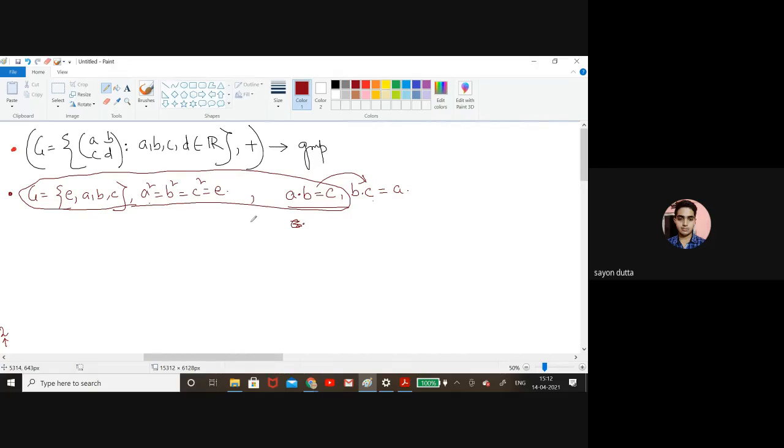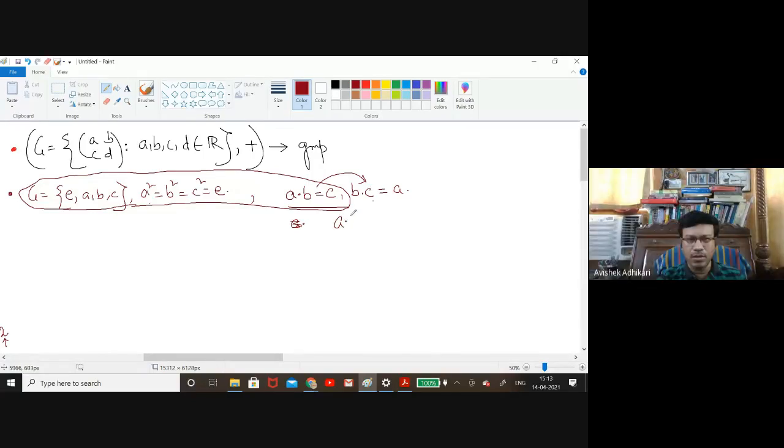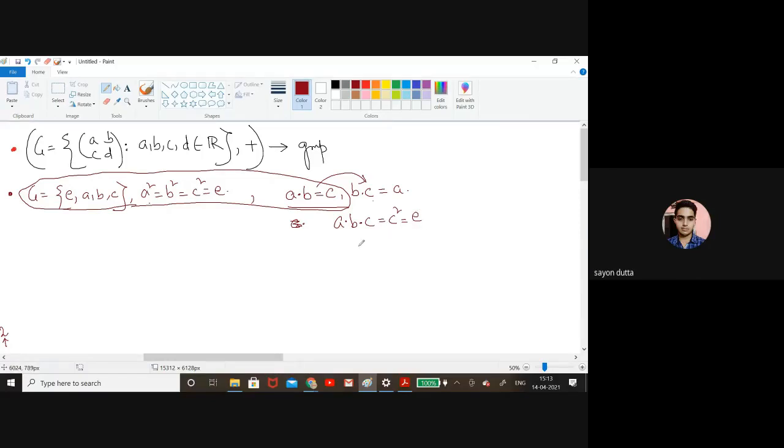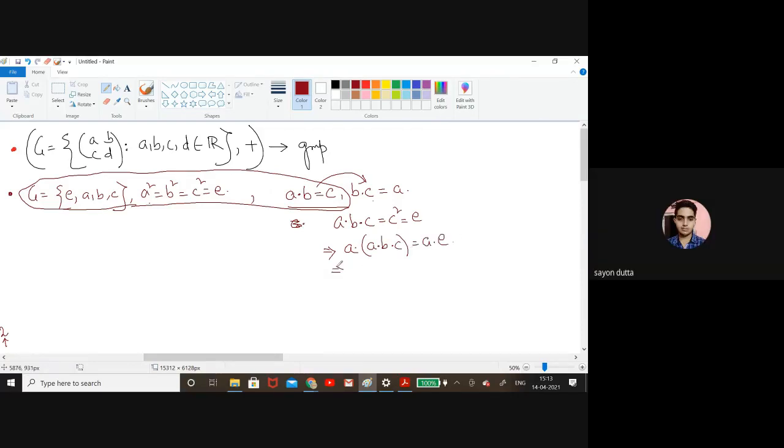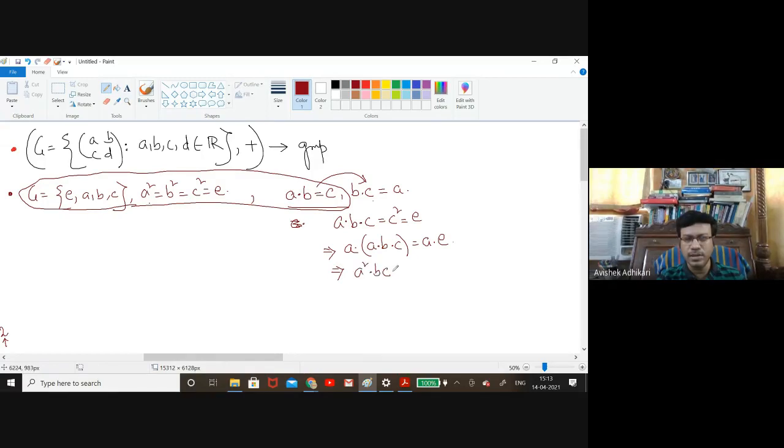First of all, A dot B dot C equals C square, and that is equal to E. Yes. A dot B dot C equals A. Then you multiply again from the left with A, right? Then A dot B dot C equals A dot E. That becomes A square BC equals A, and A square is E, that means BC equal to A.